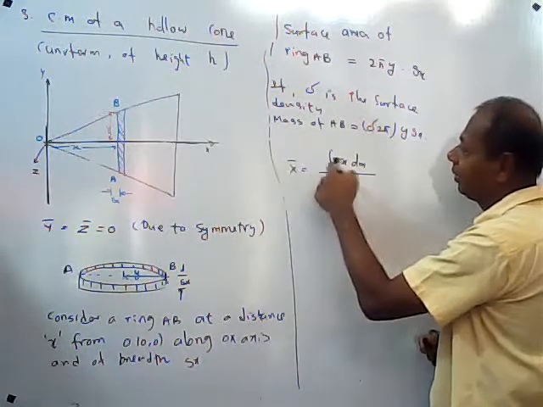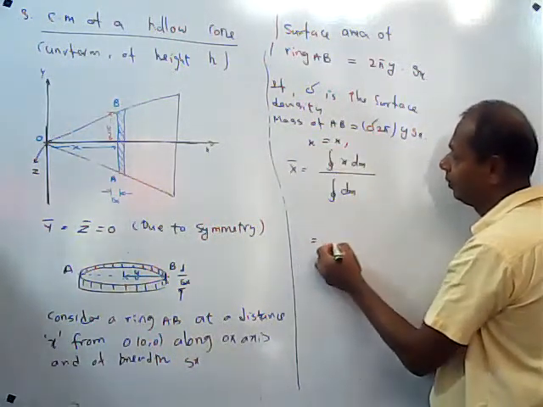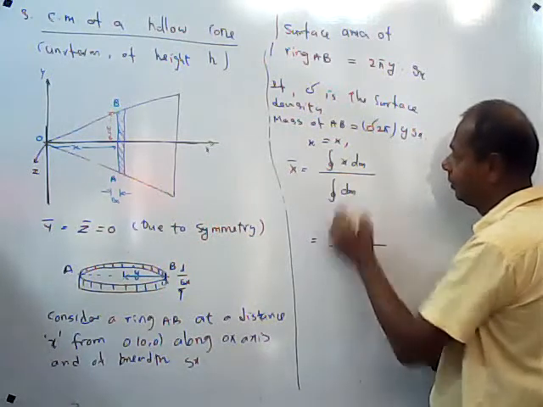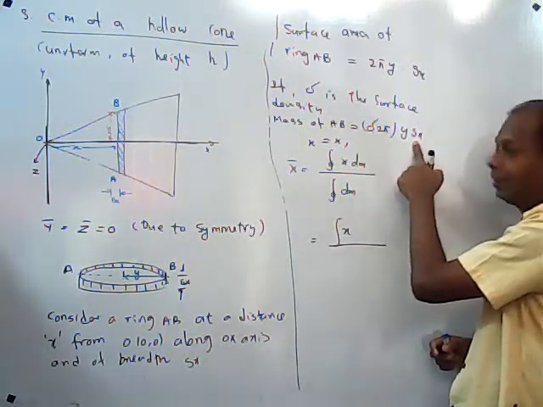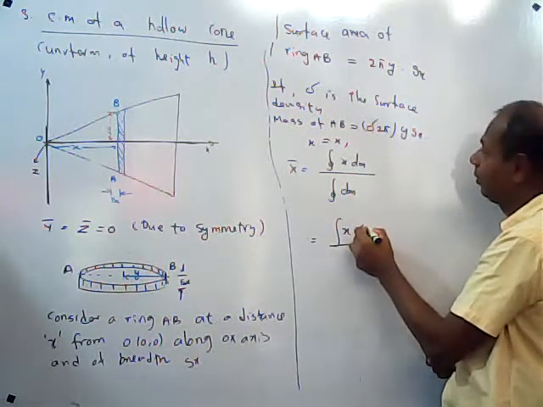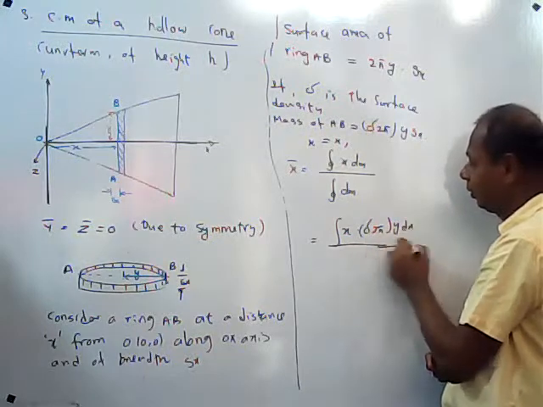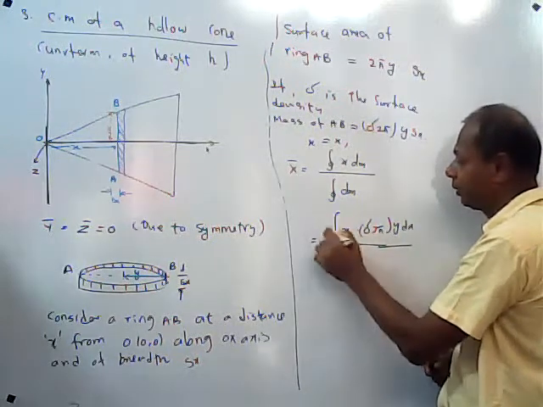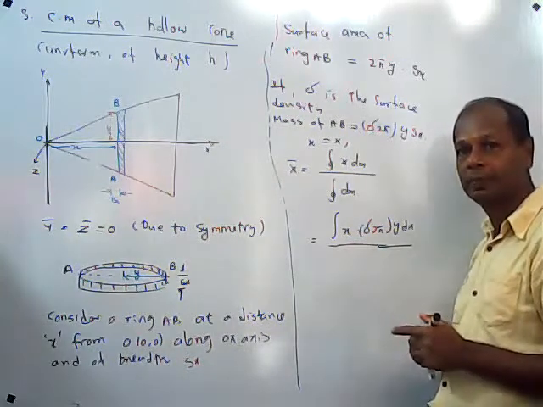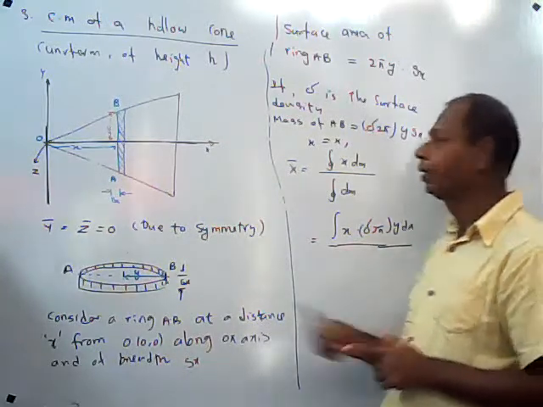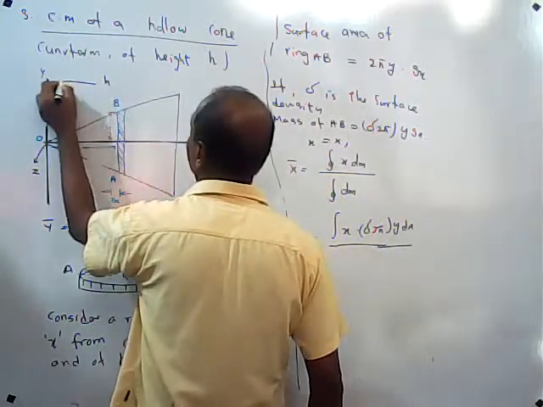Then x is x, right? x equals x. So substituting this, x is x. dm, replace this delta x by dx, is sigma 2 pi y dx. To cover the whole object, what are the limits of x? It will go from 0 to, I have forgotten that.